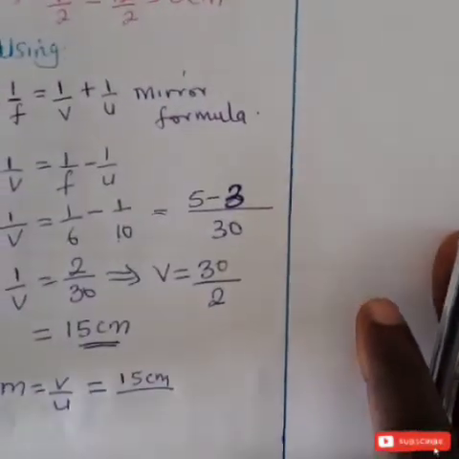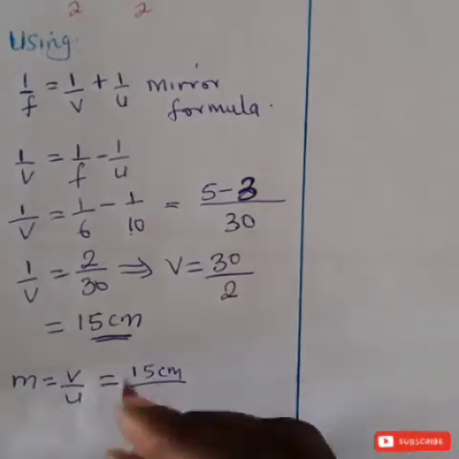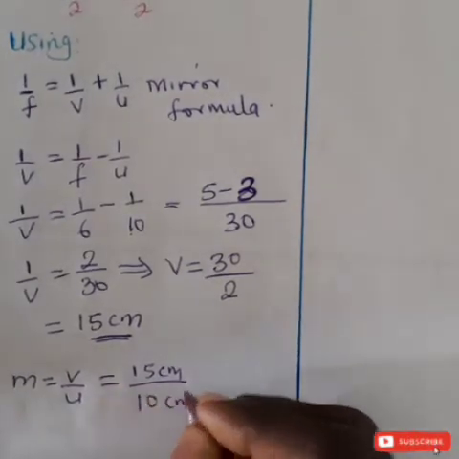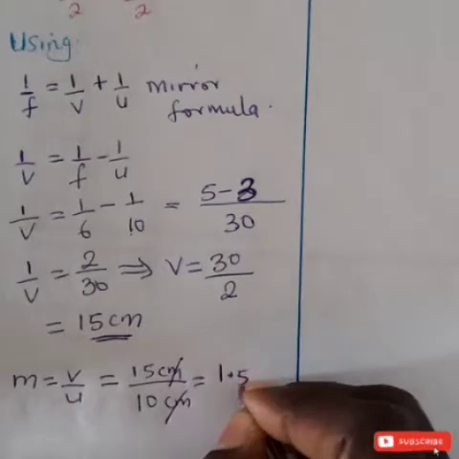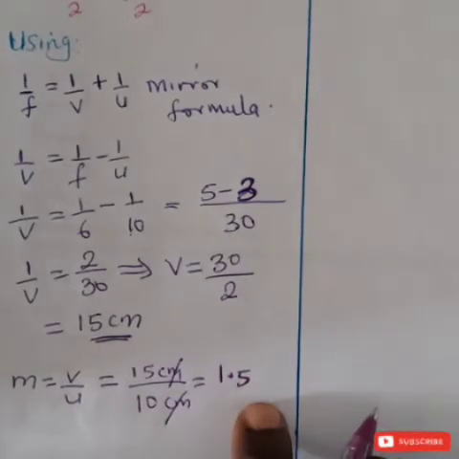So we're going to input that into this. So we'll get 15 divided by 10 cm. The cm will cancel out, so we have 1.5. So the linear magnification is 1.5.